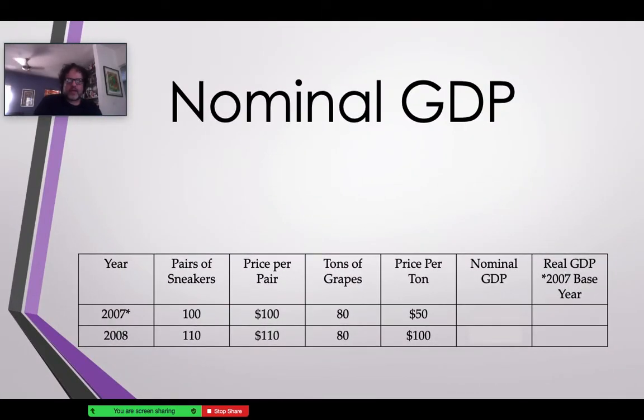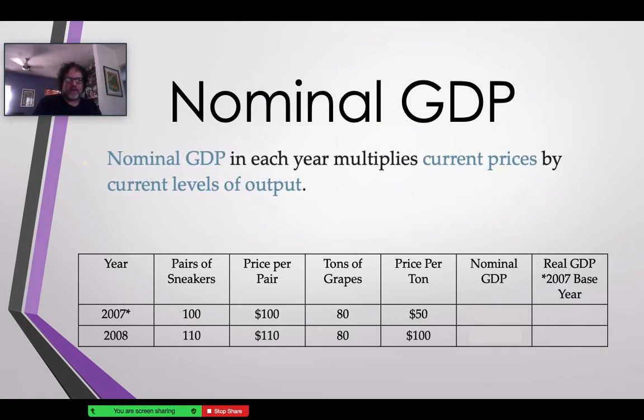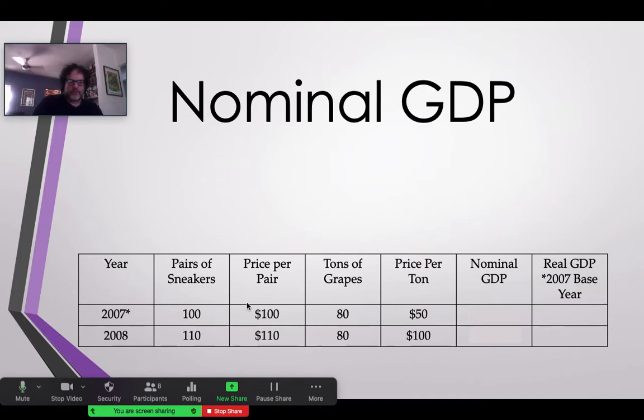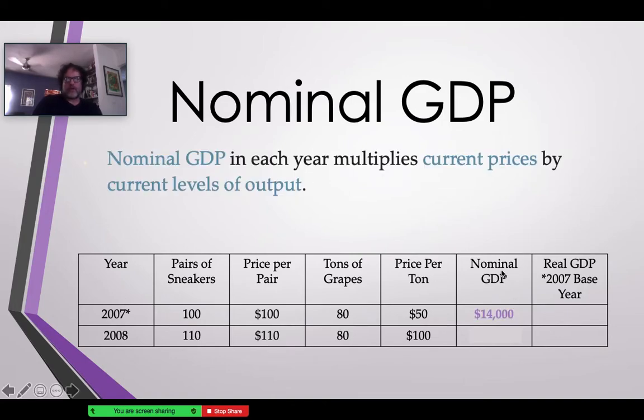So let's take a look at this for a minute. How do we get nominal GDP? We multiply the current prices by current levels of output. Don't worry about writing this down. You will have plenty of chances to do this. Just watch what's going on and see if you can follow along. So we've made 100 pairs of sneakers at $100 each, and we've made 80 tons of grapes at $50 each. 100 times 100 is 10,000. 80 times 50 is 4,000. So nominal GDP for 2007 is $14,000.